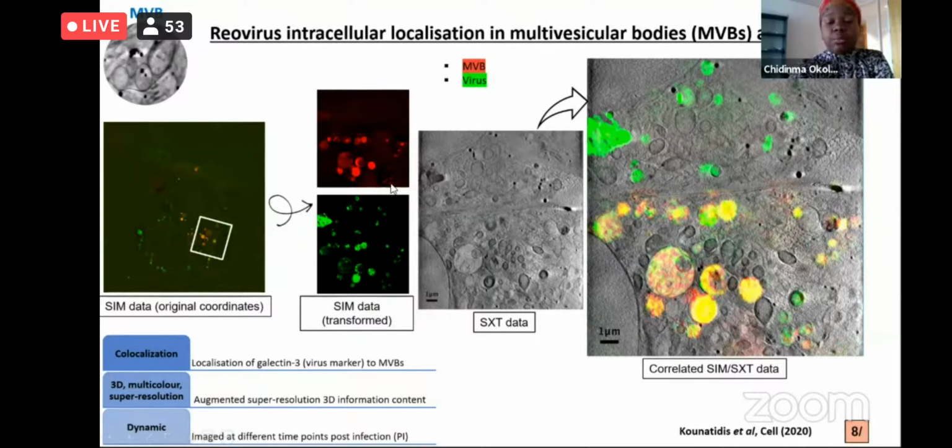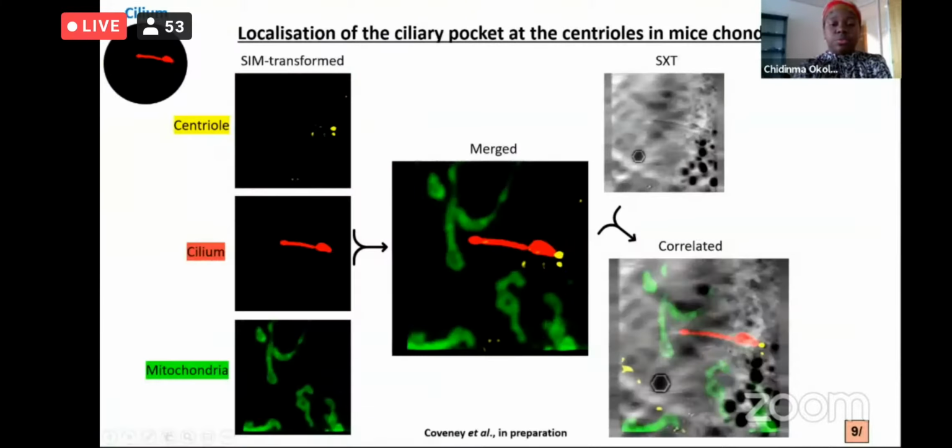Merging these two images together, we appreciate the power of SIM and X-ray, where we see beautiful co-localization of viruses within multivesicular bodies, and also the interaction of other organelles within the cellular landscape. So with SIM, you see the specifically labeled organelles of interest, but pairing it with SXT, you're able to see other organelles and how they interact with those labeled organelles as well.